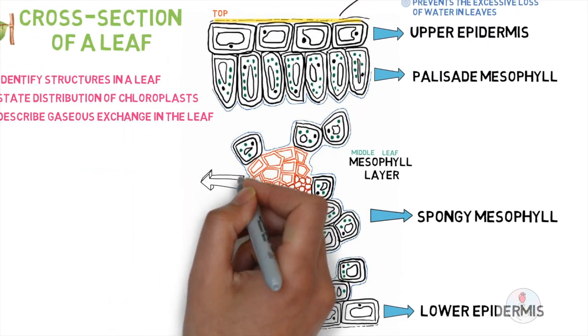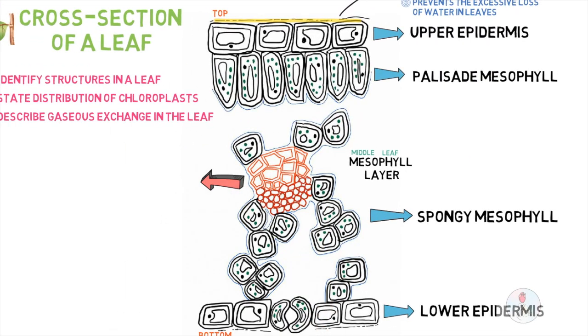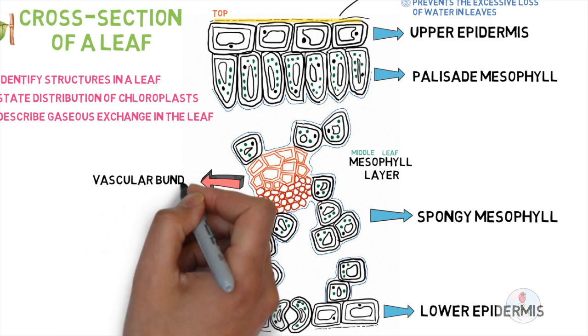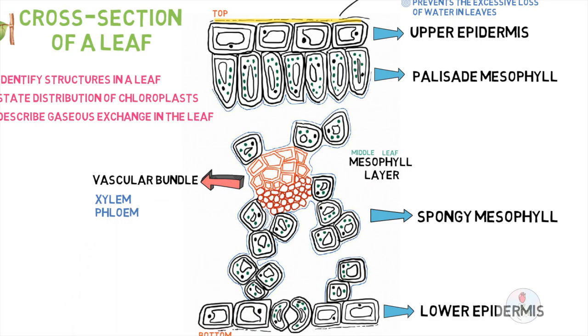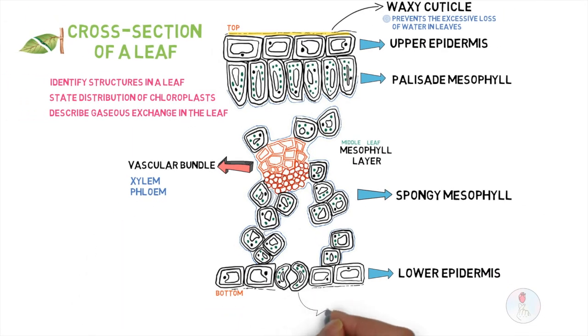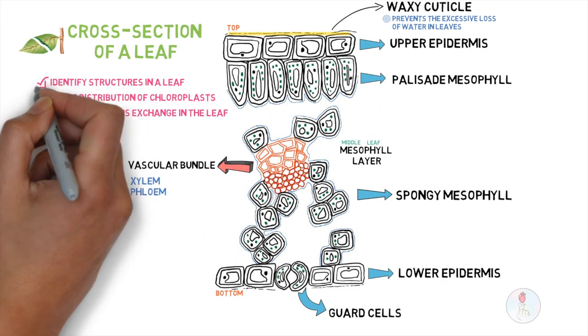Within the mesophyll layer, there is a special structure called the vascular bundle. This consists of the transport vessels, xylem and phloem. Last, but definitely not the least, we have the bean-looking guard cells in the lower epidermis layer. With this, we have identified the key structures in the cross-section of a leaf.